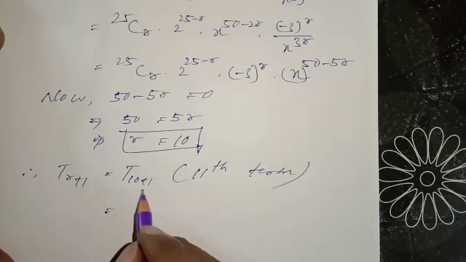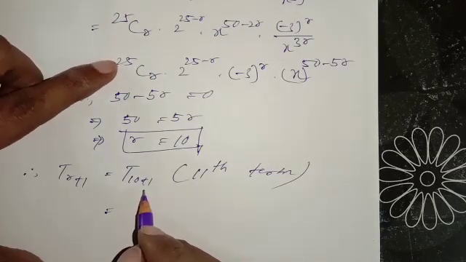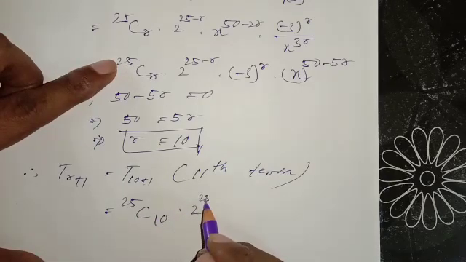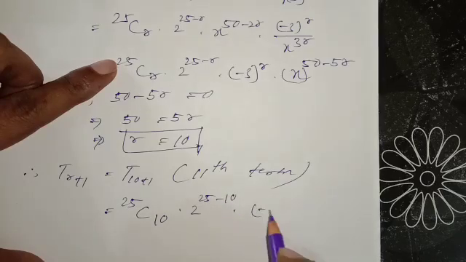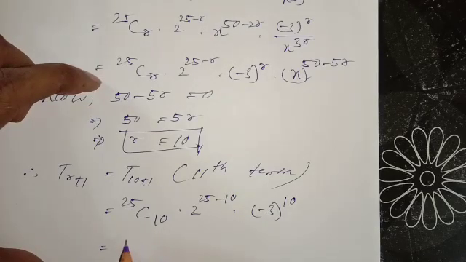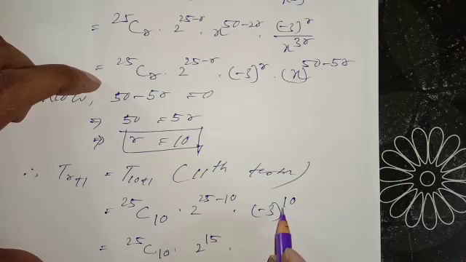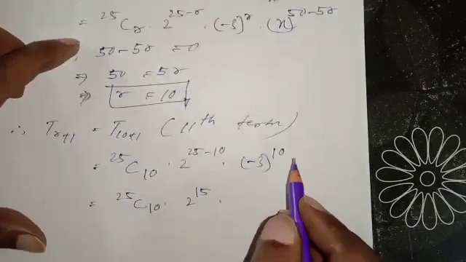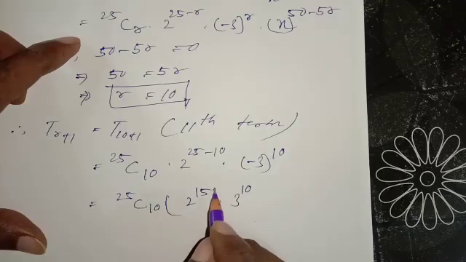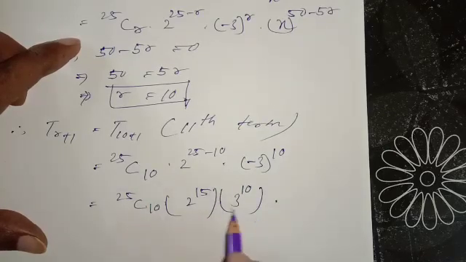That term you have to find out. Next, put the value of r here. 25C r, r means here 10. 2 to the power 25 minus r, that is 15. Minus 3 whole to the power r, r means here 10. Now 25C10, a big number will come, and 2 to the power 15. And if it is a negative with an even power, that means if you multiply minus 3 ten times, this will come positive, and write 3 to the power 10. Keep it like this. Okay, if you break it, it will be a very big number.